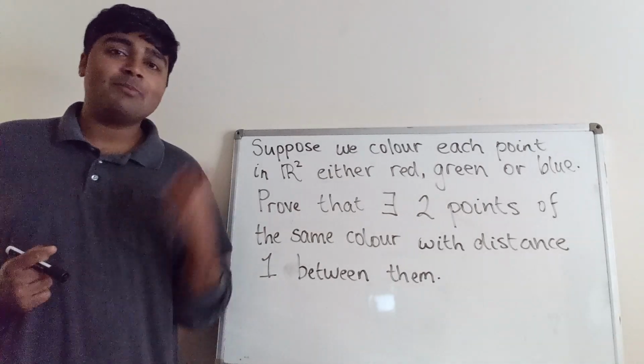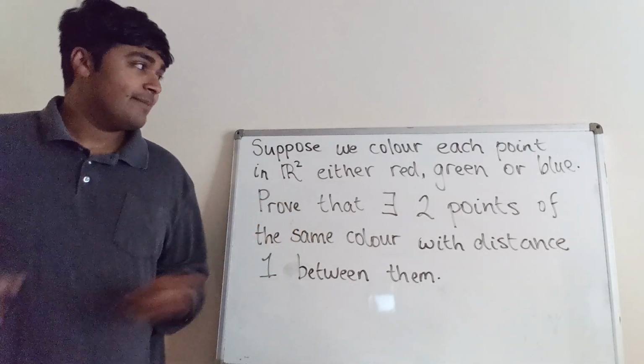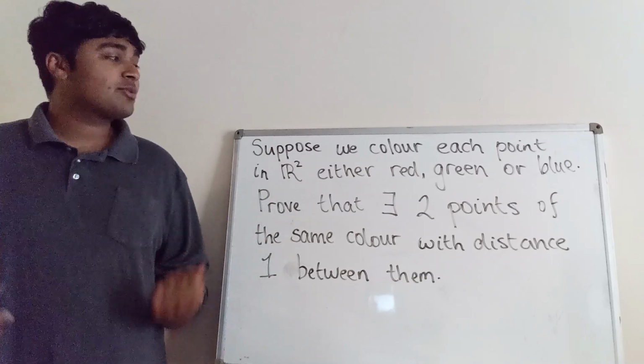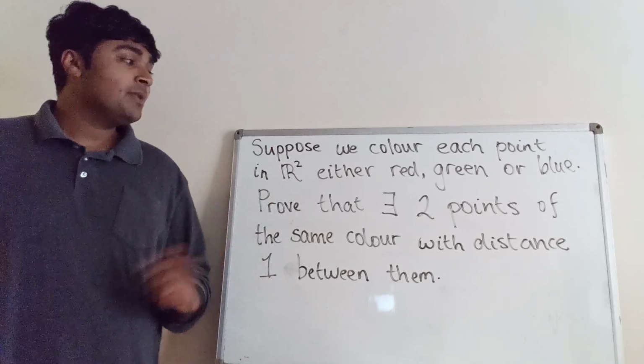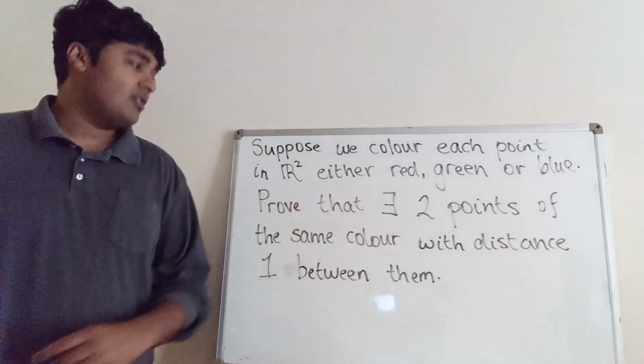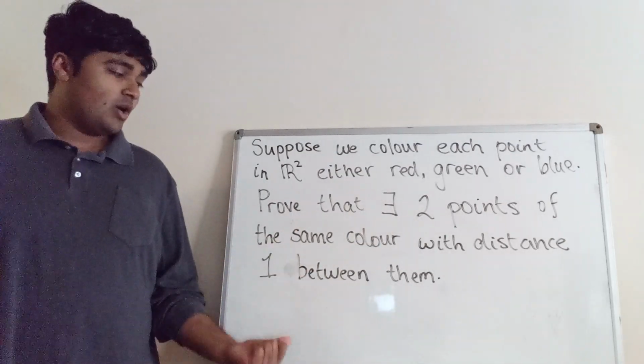I've got a fun problem which combines graph theory with geometry. Suppose we colour each point in R squared either red, green, or blue. We want to prove that there exist 2 points of the same colour with distance 1 between them.